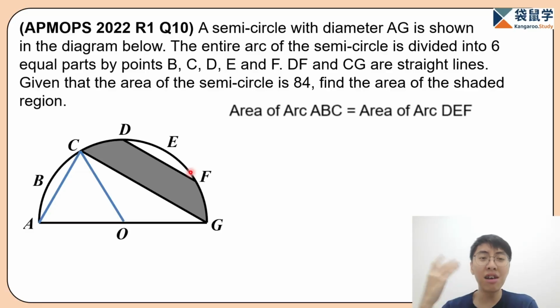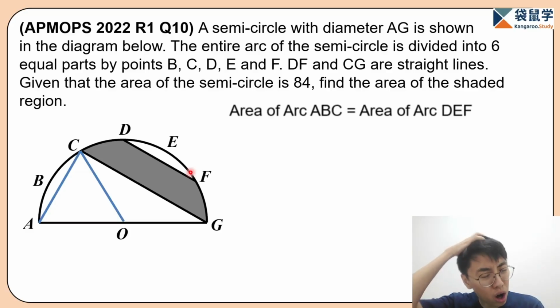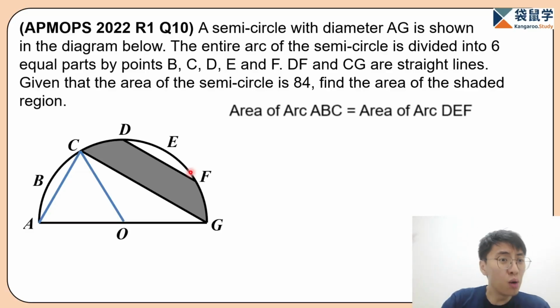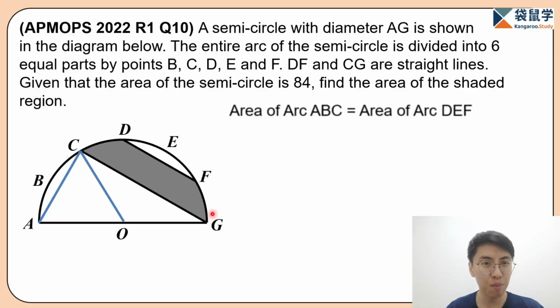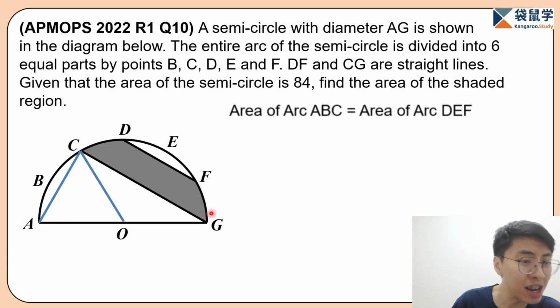Now, we'll look at the remaining 3 parts in this figure. What do we have here? We have AOC, COG, and of course the shaded area CDFG. What can we know about those parts of the figure?